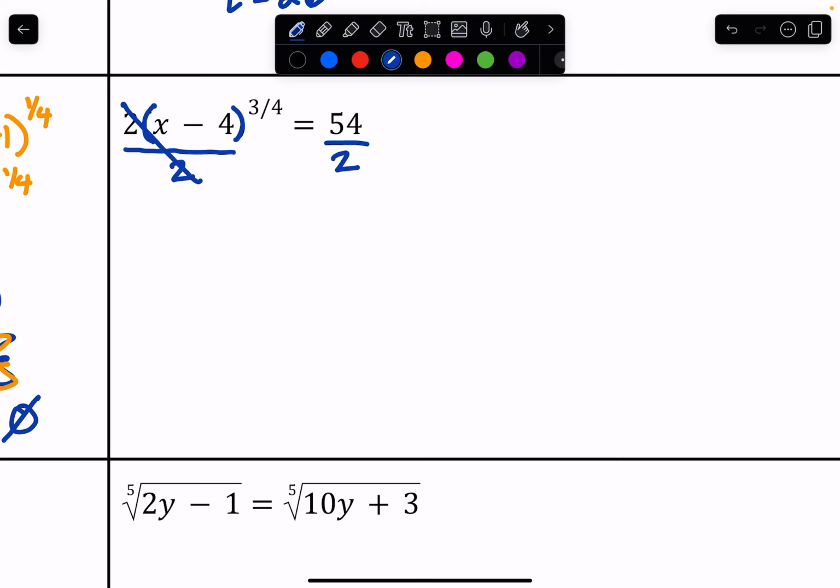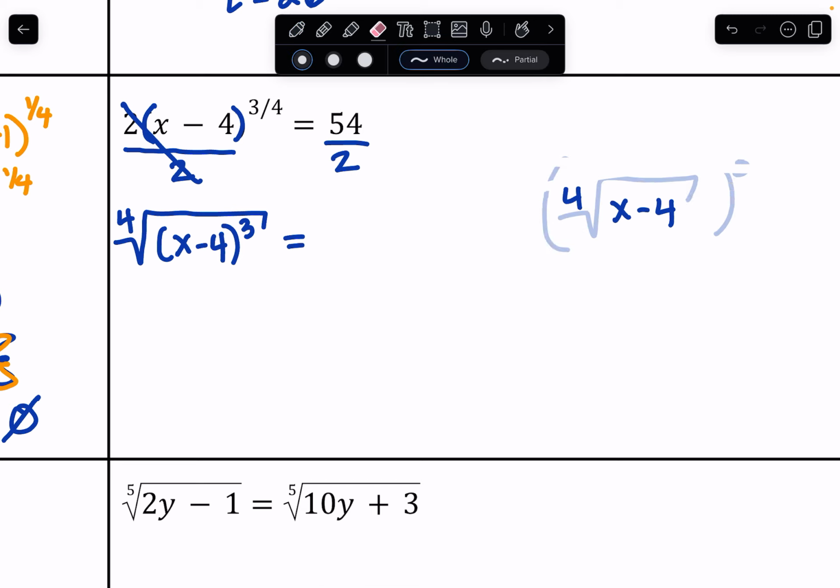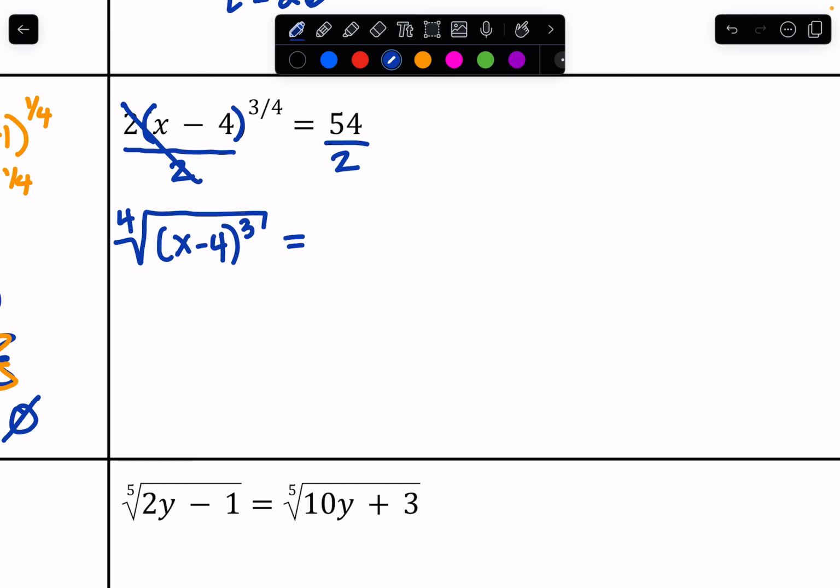So these cancel out, and when you take something to the 3/4, the 4th root will be on the outside, and then the cube root would be on the inside. So what that would look like would be a 4th root, and then x minus 4 cubed would be on the inside of that. You could write it as a 4th root cubed like that, so opposite. It just looks a little nicer, and you'll see it more like the way that I wrote it. But it doesn't matter if you do the 4th root or the cube root first. Okay, and then 54 divided by 2 is 27.